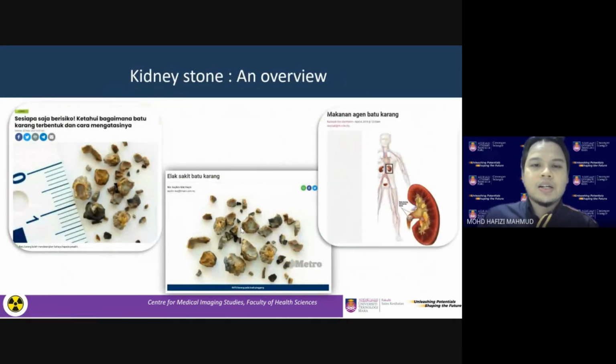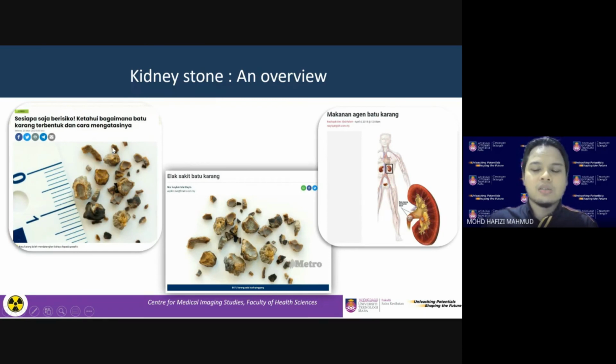All right. Okay. So we go to the kidney stone, or renal stone. Just an overview. These are from the newspaper, taken from the newspaper sources Berita Harian and also Metro. Kidney stone is quite a common disease among Malaysians.